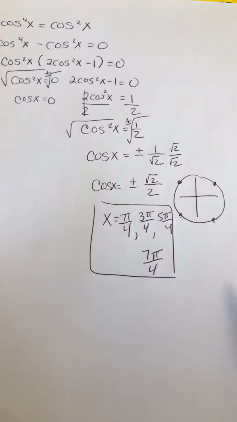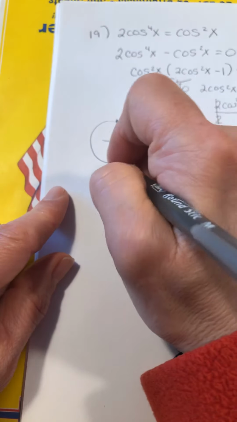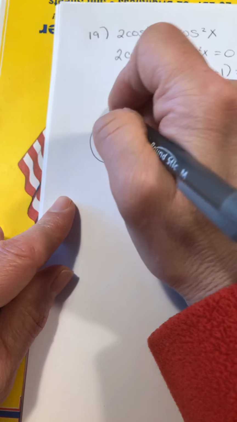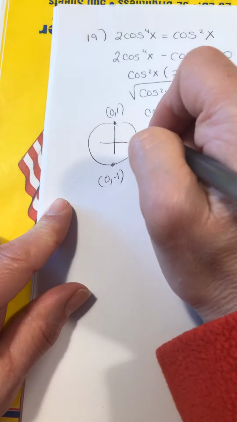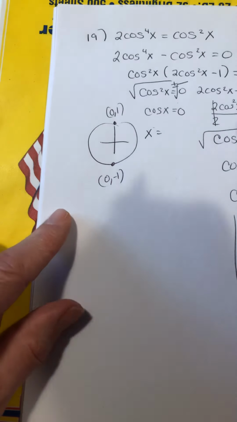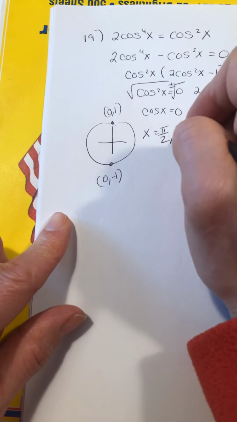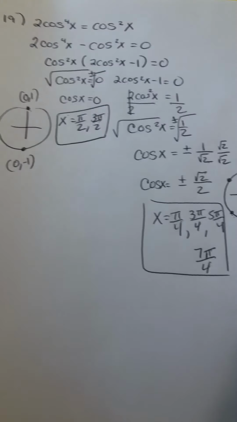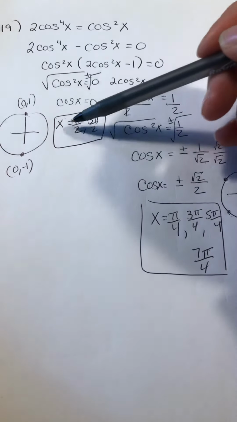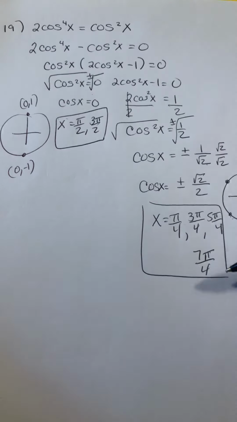Going back to the left side, where cosine of x equals 0, that happens in two places, here and here. We have 0, 1 and 0, -1. So our angular values here are pi over 2 and 3 pi over 2. So you can see here we have 6 angles, 6 different answers, 6 different angles that make this equation true.